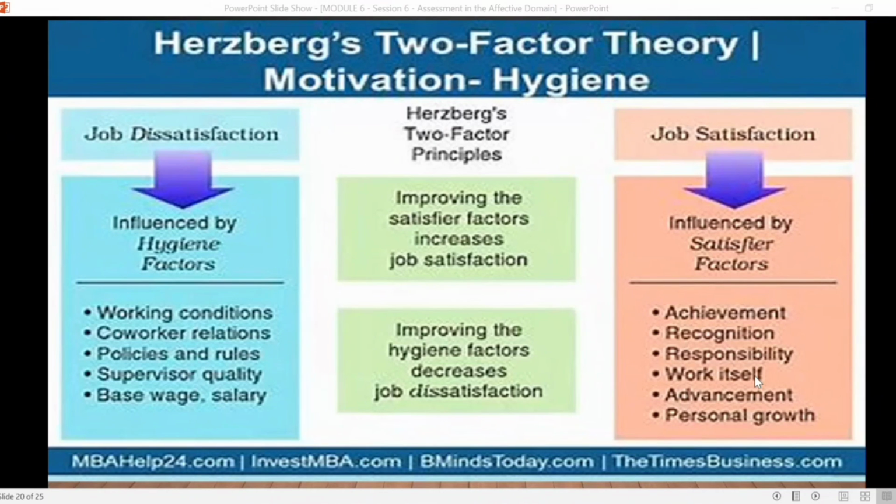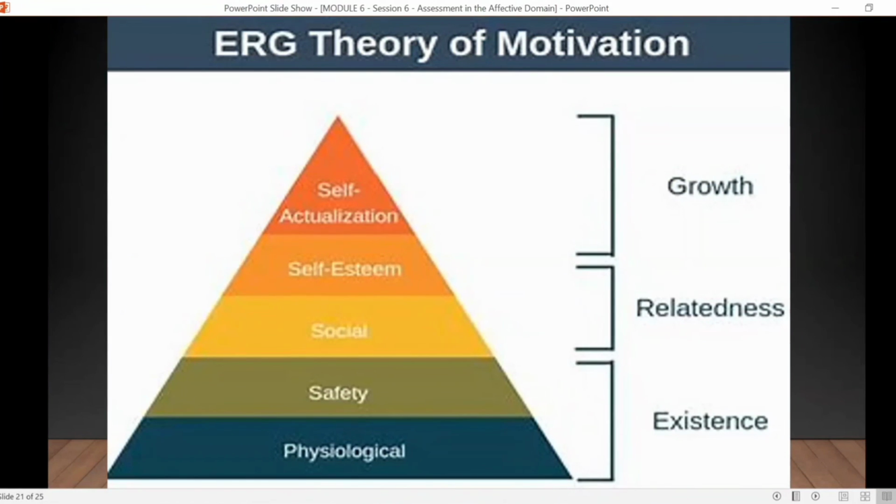Okay, improve this one for you to have this one. Job satisfaction and job dissatisfaction. It could also relate to your classroom. Okay, when we say job, it could be the task that you give your learners. Okay, work condition. If there is no electric fan, let's say, it is hot in the classroom, you will feel it too. Okay, improve first the dissatisfier. Okay? Okay, we also have the ERG theory of motivation.